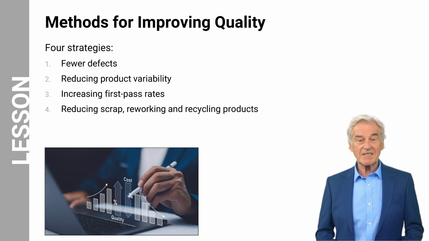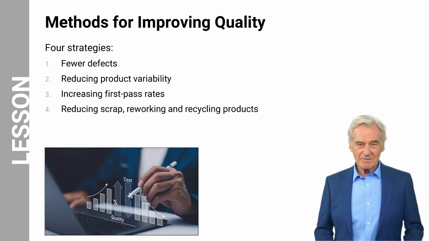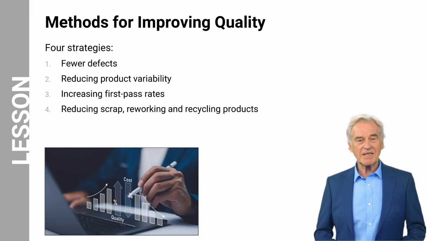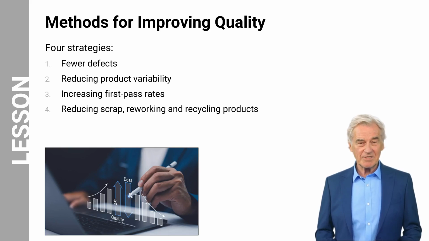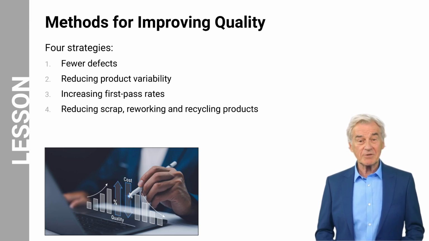Previously, we have discussed the overall quality management system and quality control. However, it is imperative that the manufacturing facility and its employees understand and become involved in the continuous improvement of product quality. There are 4 strategies commonly used in production facilities to improve quality. They are reducing the number of defects, reducing product variability, increasing first pass rates, and reducing scrap, reworking, and recycling products. In competitive production facilities, these strategies become a primary goal for each employee. The following slides will explain each strategy in detail.